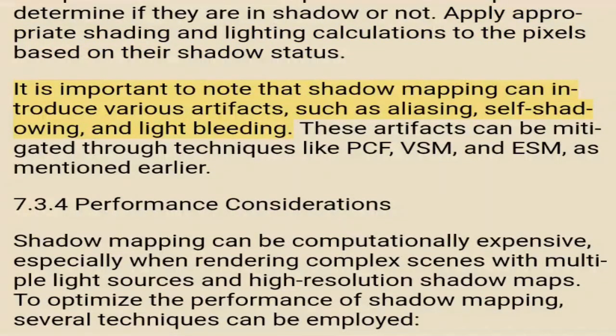It is important to note that shadow mapping can introduce various artifacts, such as aliasing, self-shadowing, and light bleeding. These artifacts can be mitigated through techniques like PCF, VSM, and ESM, as mentioned earlier. 7.3.4 Performance Considerations. Shadow mapping can be computationally expensive, especially when rendering complex scenes with multiple light sources and high-resolution shadow maps. To optimize the performance of shadow mapping, several techniques can be employed.